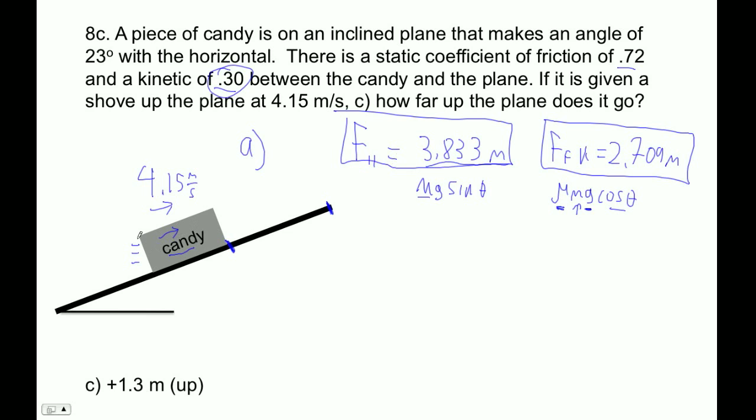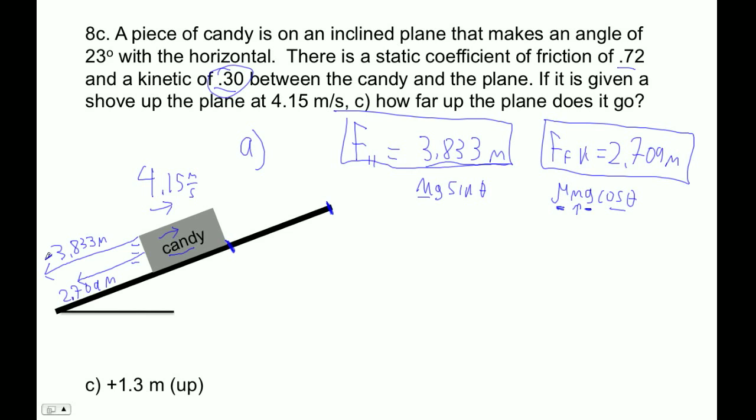parallel force, of course, is always down the plane. So we've got 3.833 m down the plane. Now if it's sliding up the plane, the kinetic friction is also down the plane. So there's also 2.709 m acting down the plane. Now both of those are acting down the plane. There is no force acting up the plane. It's only the inertia of the box that keeps it going up the plane.